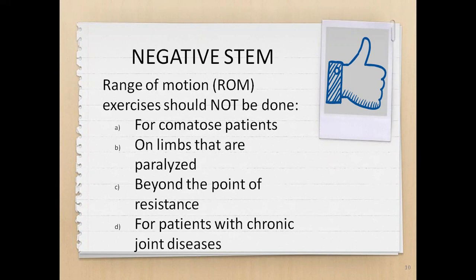This is a negative type STEM question. Which should not be done? The answer is letter C, beyond the point of resistance. Because if you try to force the range of motion beyond the point of resistance, you have a tendency to break the bone, or break the arm or the feet or the joint of the patient.